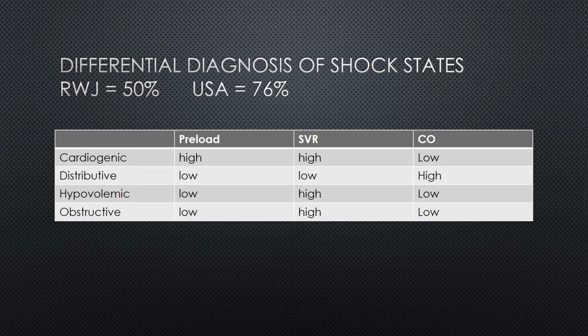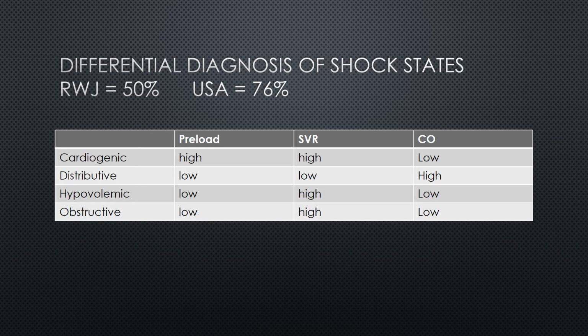Another way to think about preload is wedge pressure that you would get with a Swan, which also estimates left atrial pressure. So in cardiogenic shock, this would be high, meaning that the heart is not able to pump blood forward. So the preload is very high, and the blood backs up into the lungs. As a compensatory mechanism, the SVR is very high, and of course the cardiac output is very low due to the weak heart.